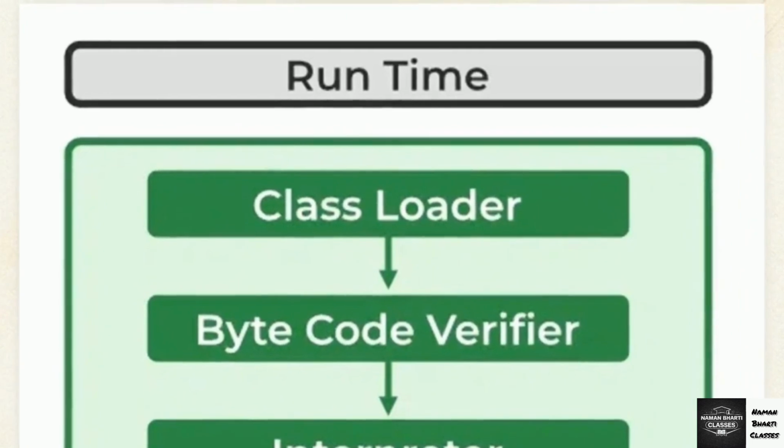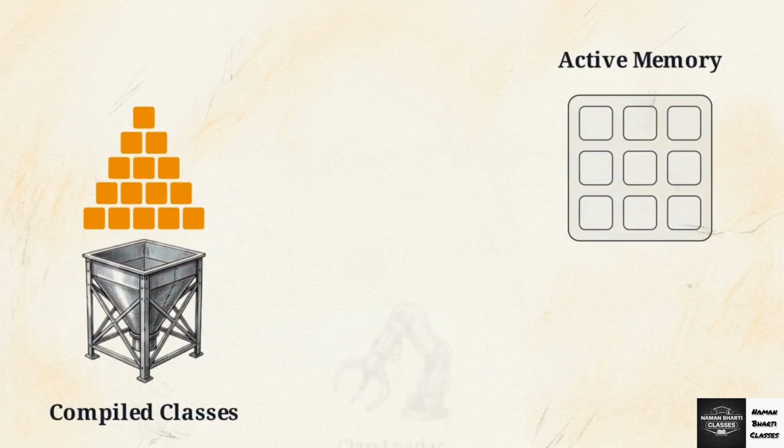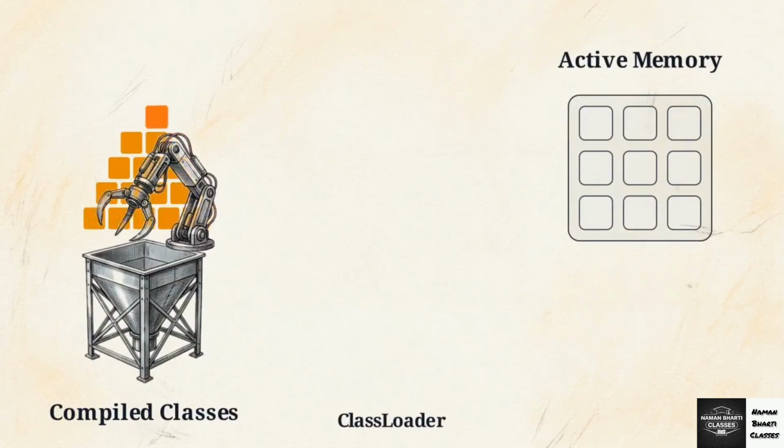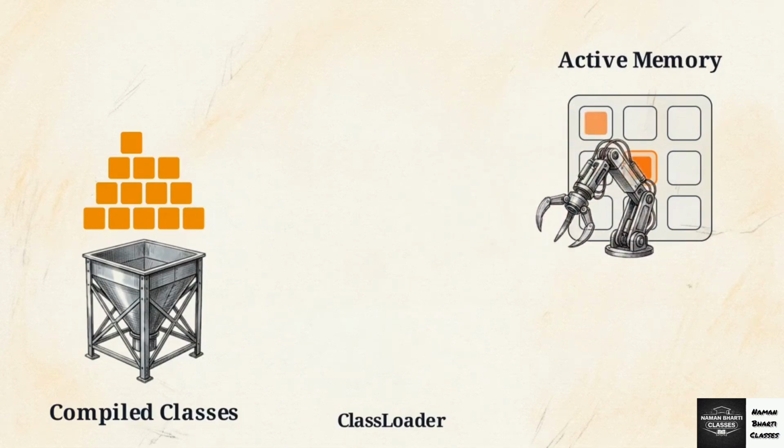As detailed in this flowchart, the first step is the class loader, which dynamically brings the files into memory. To optimize efficiency, the JRE does not load everything at once. The class loader only pulls classes into memory at the exact moment the program asks for them.